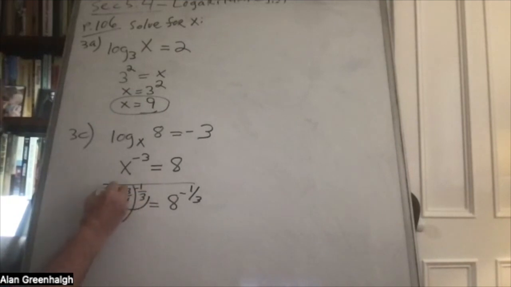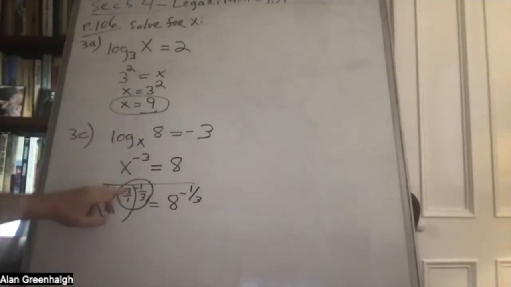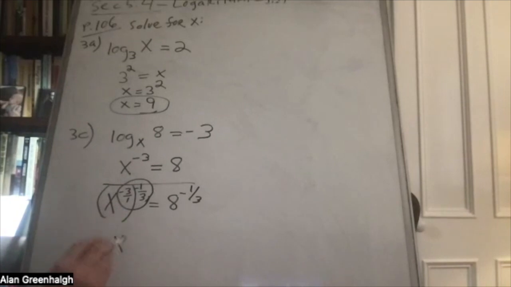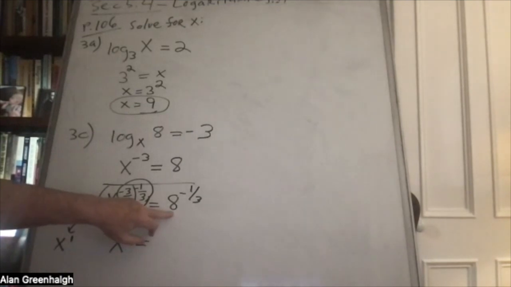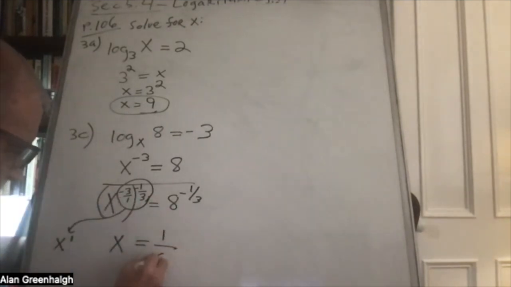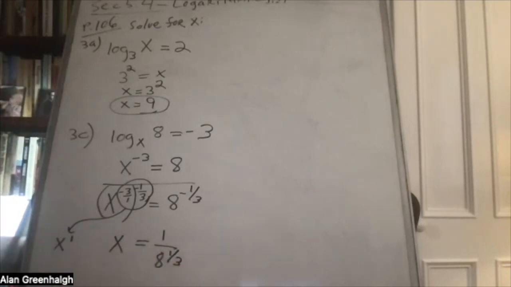This becomes x to the first, or just x. Get it? I hope. This becomes x to the first. This is what gets made into a fraction: 1 over 8 to the 1/3. What is 8 to the 1/3? 2. Good. Yeah, the cube root of 8. There it is. That's the answer to the question.